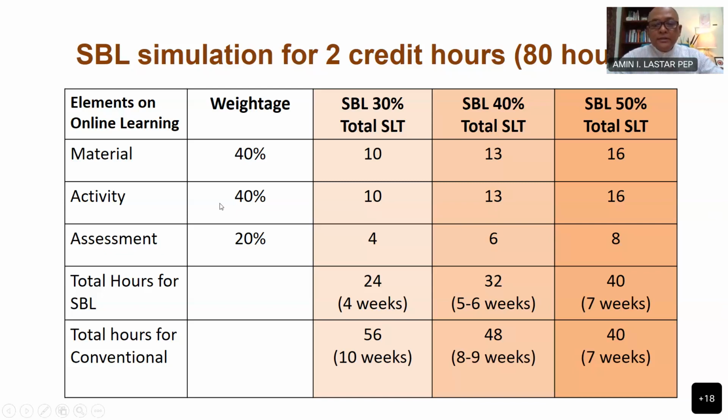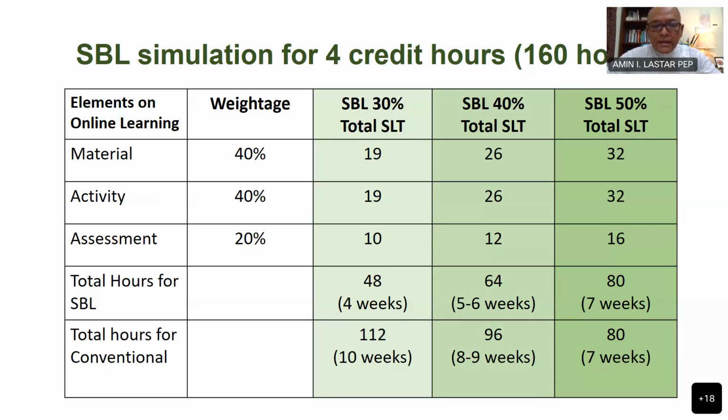Okay, so next 3 credit hours. Sorry, 4 credit. I have mentioned about 3 credit hours. So now 4 credit hours. Right, for courses with 4 credit hours, which equal 160 hours SLT, the calculation is still here. See, 40, 40, 20. They are never changed at all because this is fixed.